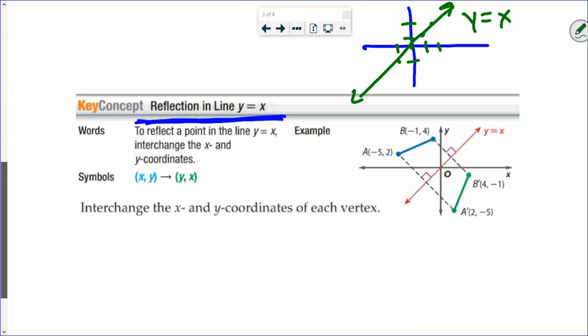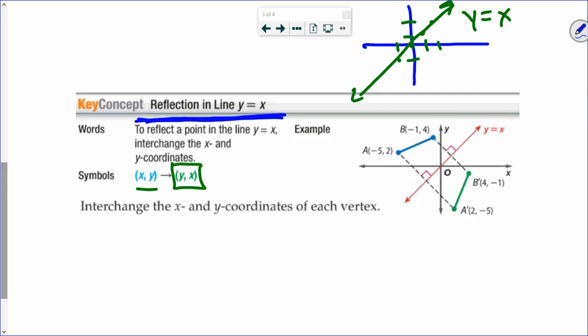To reflect in the line y equals x, we change a point (x, y) to (y, x). You just flip the ordered pair. For example, let's look at point B here. I want to reflect the point B, (-1, 4). To reflect it across y equals x, I just reorder the ordered pair. The x value becomes the y value, and the y value becomes the x value, so it's (4, -1). That's what you see here.